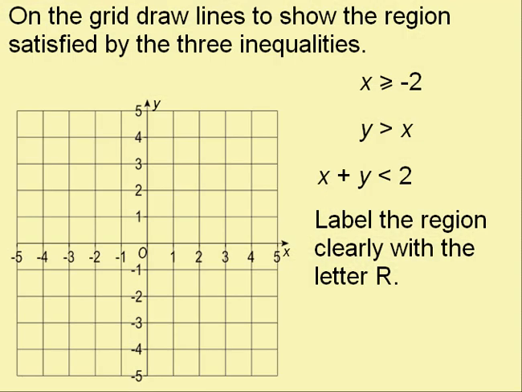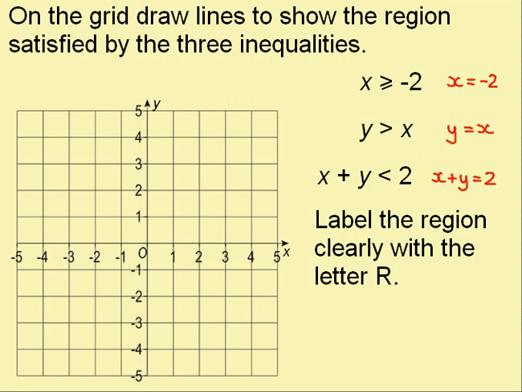I'm being asked to draw lines to show the region satisfied by these three inequalities. So the lines I need to draw are as follows. For x is greater than or equal to -2, I'm actually going to draw x is equal to -2. For y is greater than x, I'm going to draw y equals x. And for x plus y is less than 2, I'm going to draw x plus y equals 2.